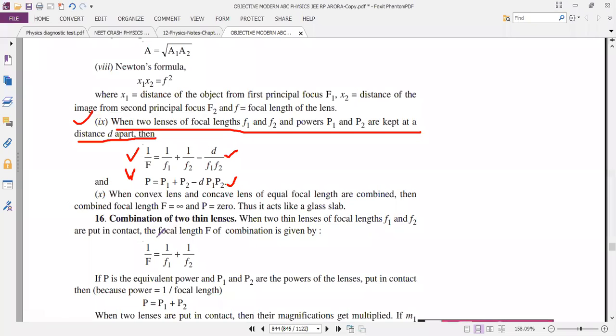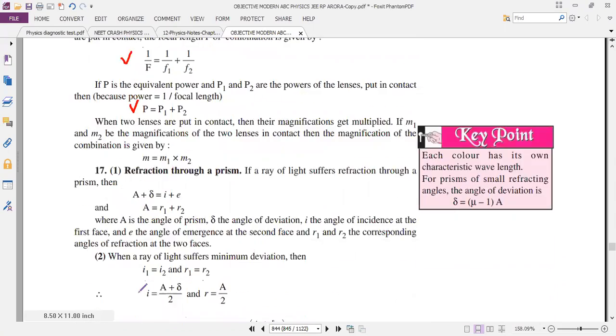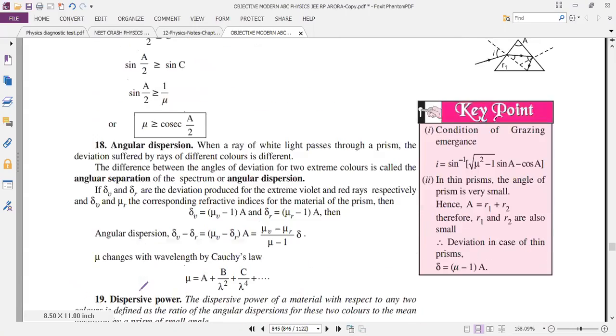Next, the combination of two lenses formula: 1 by f equals 1 by f1 plus 1 by f2. Whether the lens is concave or convex, you have to think about that. Concave, the focal length is minus; convex, the focal length is positive. Like that, power value for concave is minus, and for convex the power value is positive, because the power formula is 1 by f, with focal length in meters. The system we will discuss after.